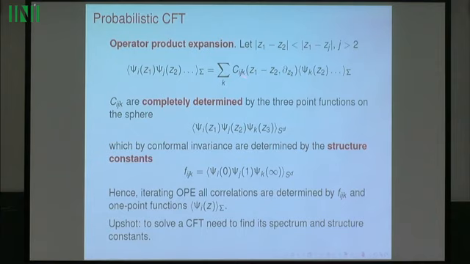If you have such a formula, then iterating it, you can strip off all the fields, one after the other, and reduce them to just these structure constants. So all the correlation functions will be completely fixed by the structure constants and one-point functions on the surface. The upshot is that to solve the conformal field theory, you should try to find the spectrum and the structure constants.